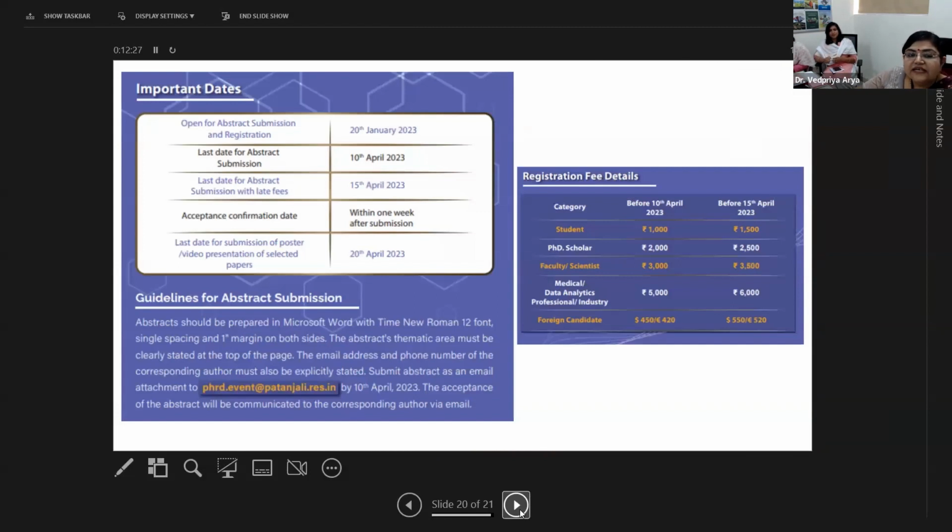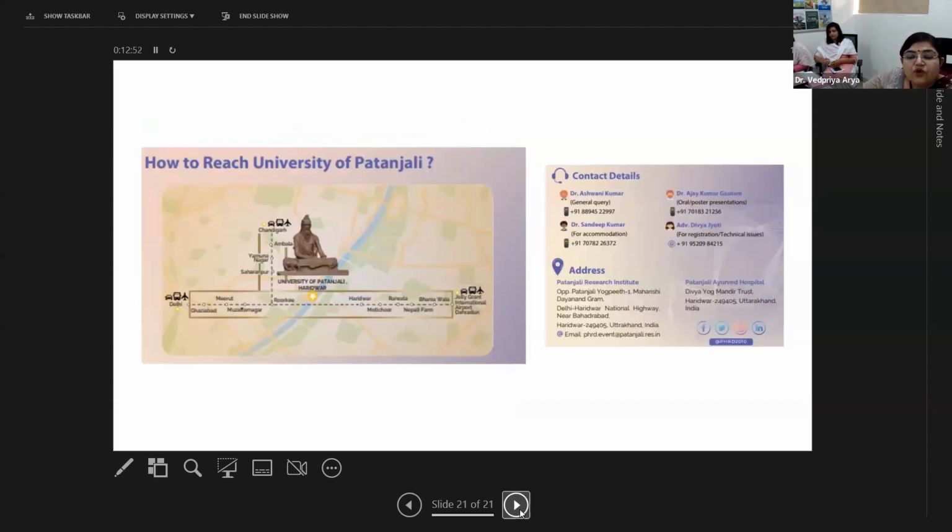Well, these are the important dates. Abstract submission has been open since January, and the last date is 10th of April, so all the participants should hurry. We also have the confirmation and the guidelines for abstract submission, and some details regarding registration. We have also guided in the brochure how you can reach University of Patanjali, and some contact details are also given here.